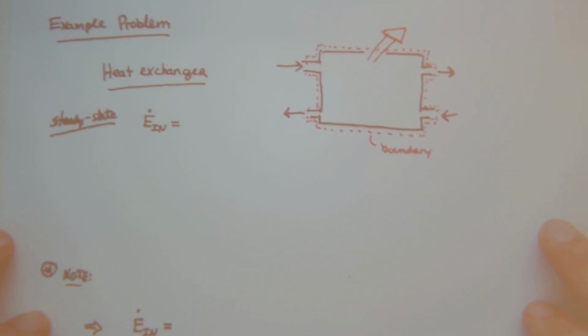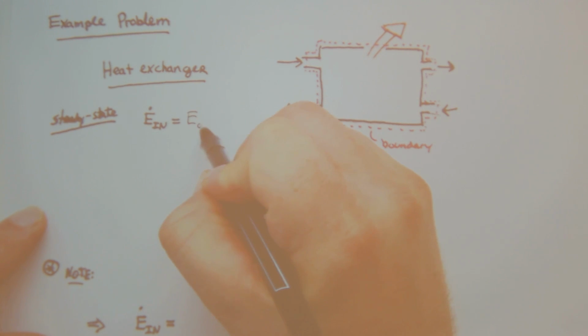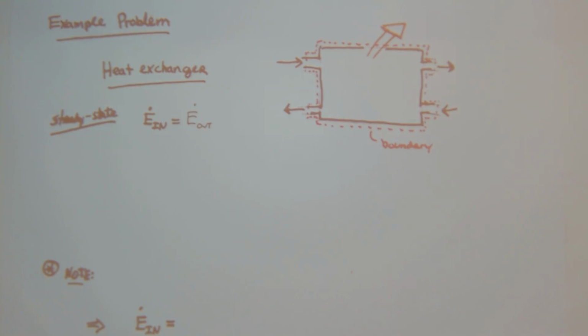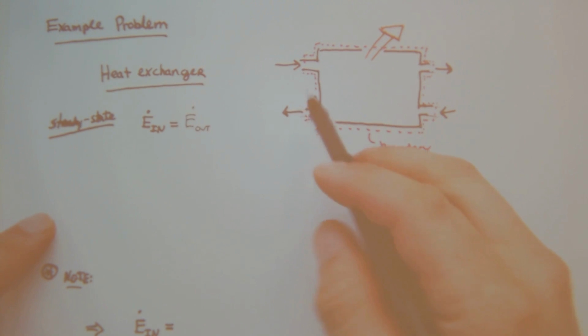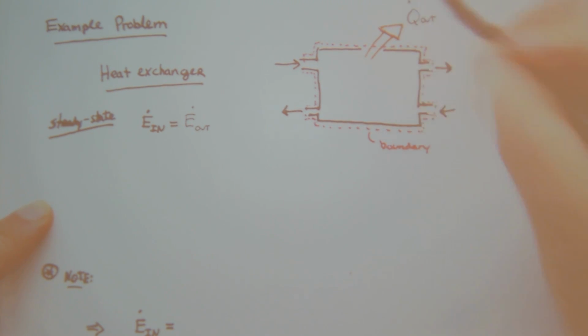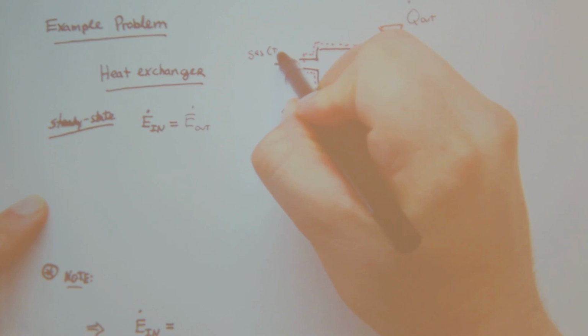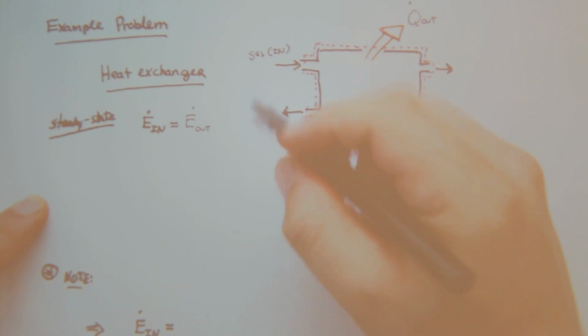Let's do a different problem. Let's do a heat exchanger that's working at steady state. So given it's working at steady state, I have the rate of energy out is equal to 0. And in this heat exchanger, I have some rate of heat loss, and I have gas in, and it's going to be at 400 degrees C.